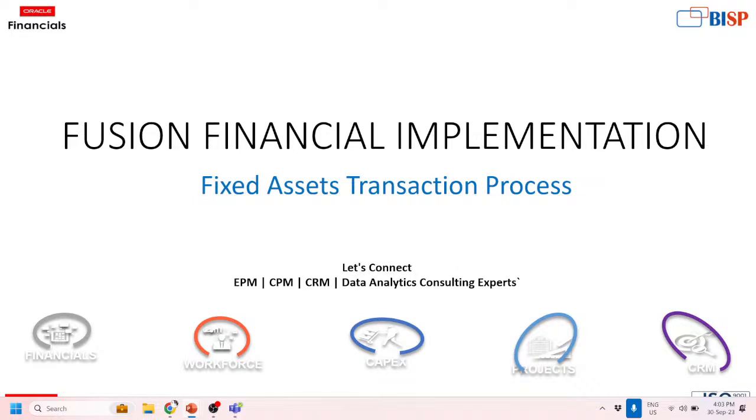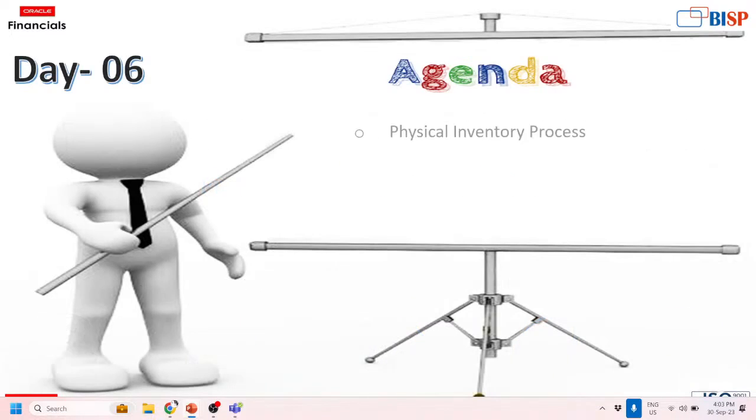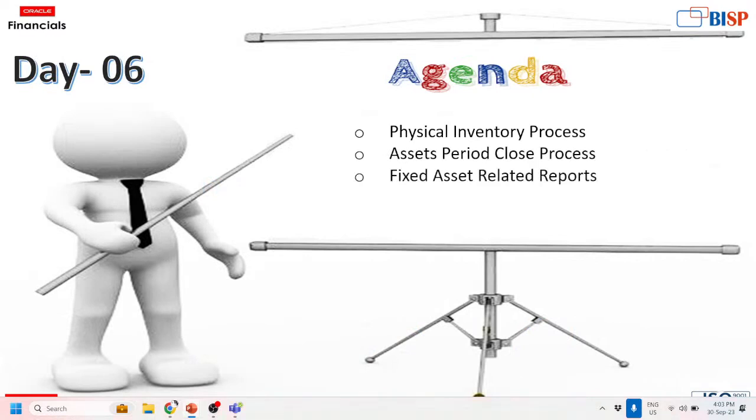So let's move to the webinar agenda. In the day 6, the concluding session of this webinar, we will go through the physical inventory process. Then we will go through the period closure process of asset, and in the last we will go with the fixed asset related reports, the seeded reports you can view from the ESS page. So this is today's agenda.